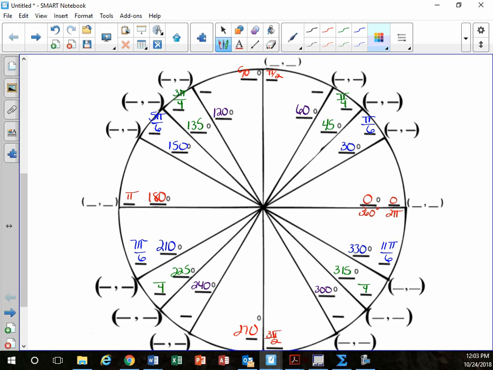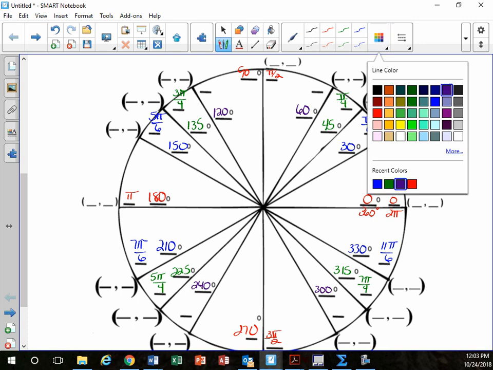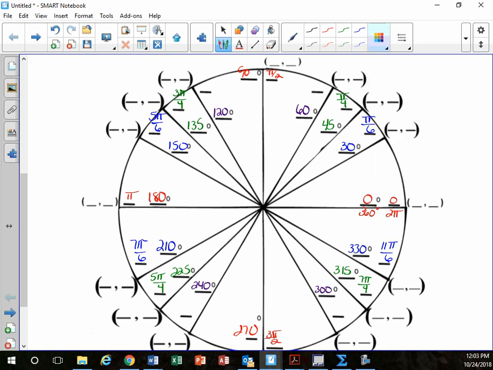What about the third quadrant green one? Yes. And the fourth quadrant? Yes. Are you guys seeing it? Like you see the patterns? Okay. What are you missing?